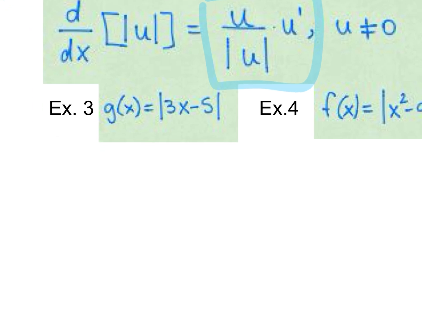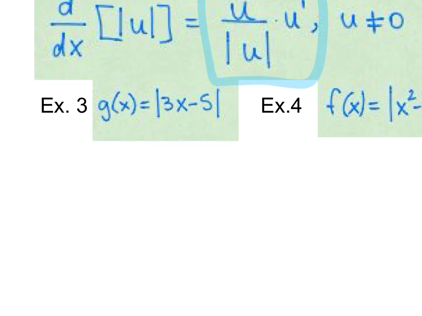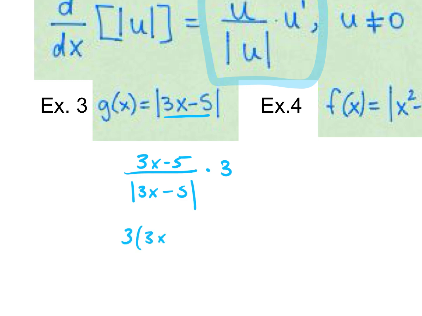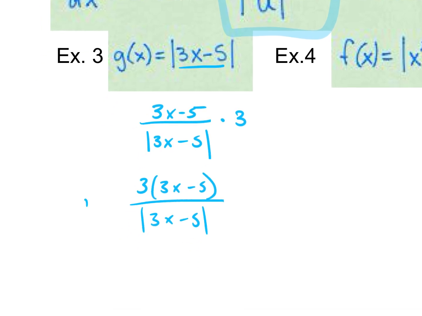So let's do that with example 3. The inside becomes our numerator, 3x minus 5. The absolute value becomes our denominator, so the absolute value of 3x minus 5. And then we multiply it by the derivative of the inside. What's the derivative of 3x minus 5? 3. Perfect. So this would be 3 times 3x minus 5 over the absolute value of 3x minus 5. This would be our derivative.